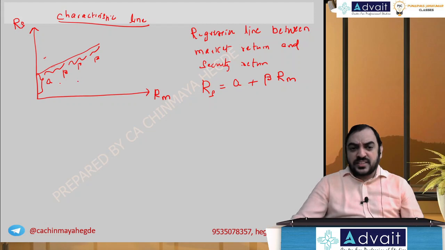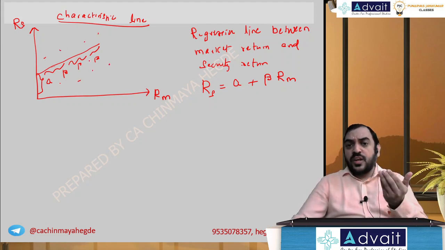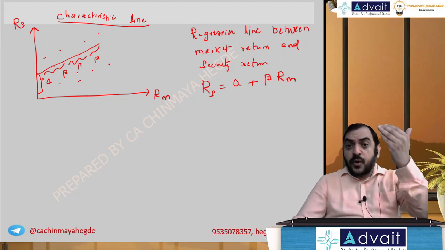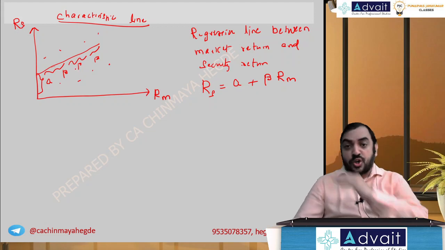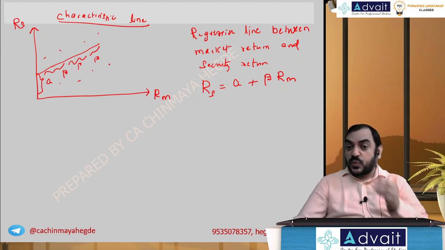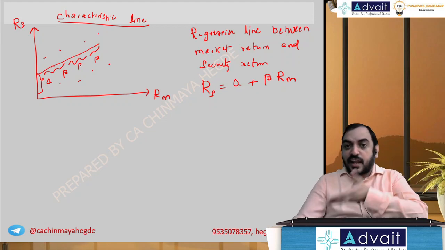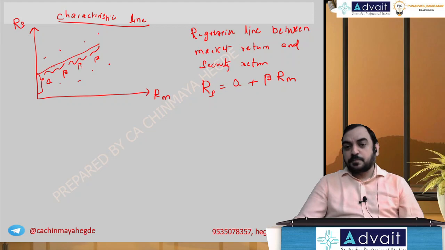So if I put the actual points, some points may be above, some points may be below. When you calculate an average relationship such that some points are above, some below, and you draw a line through that by the method of least squares, that is what is regression line. It is called regression line in statistics, but characteristic line in portfolio management.